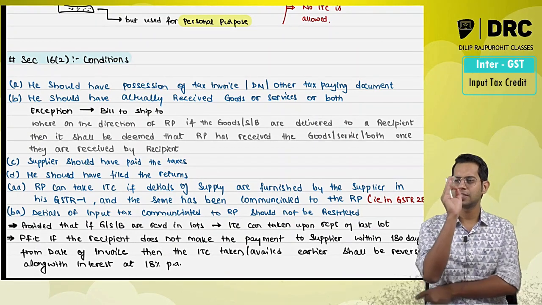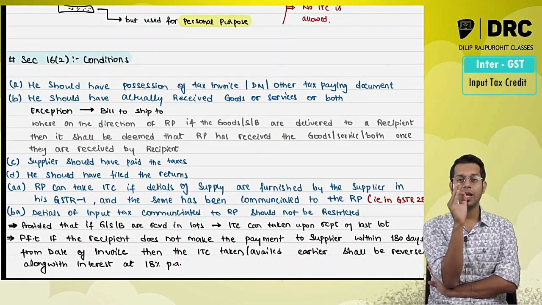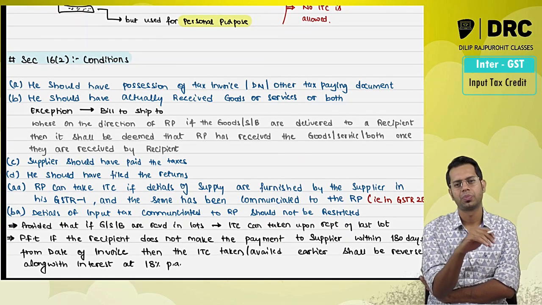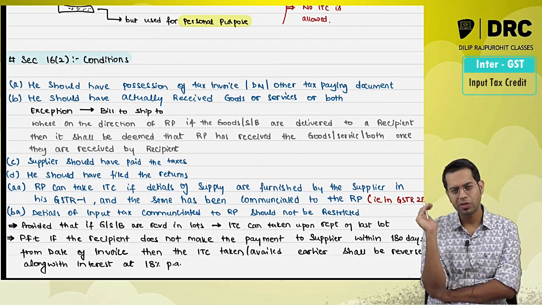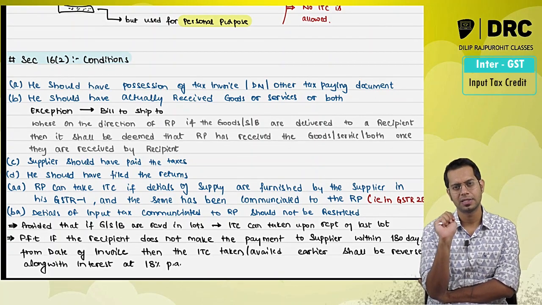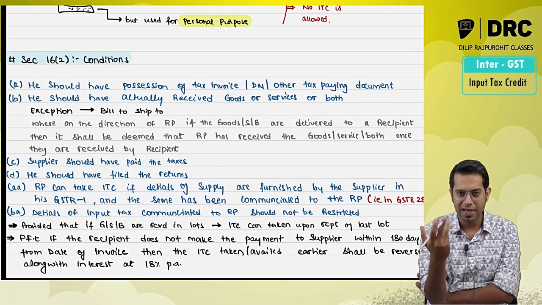Very beautiful conditions are there. Very beautiful amendments are also there in this particular topic. Section 16 subsection 2. During the beginning of the law, when this section was introduced, there were only 4 conditions. Then from last attempt they added 5 conditions, and from this attempt they added 6 conditions.